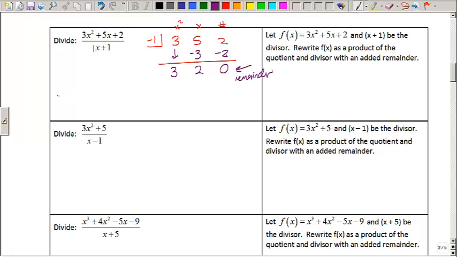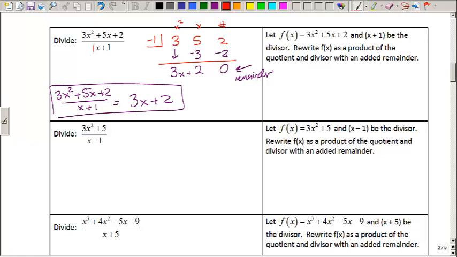And so my solution, or the answer for our division problem, is equal to 3x, notice it was an x squared, but I'm dropping the exponent by 1, plus 2, which is a number, and then I don't have a remainder, so I don't even actually write the remainder part. So it's just 3x plus 2, and that's the answer. Synthetic division is much more simple than long division. It takes a lot less time.